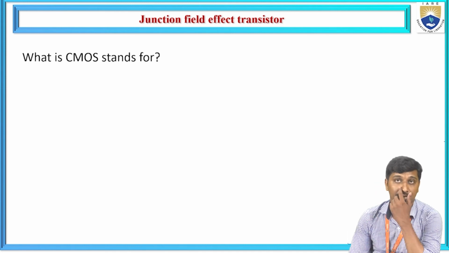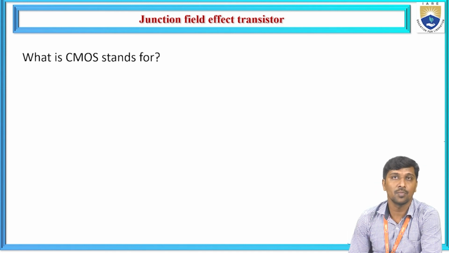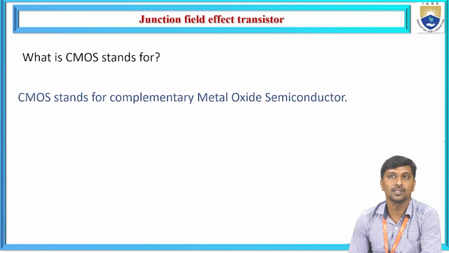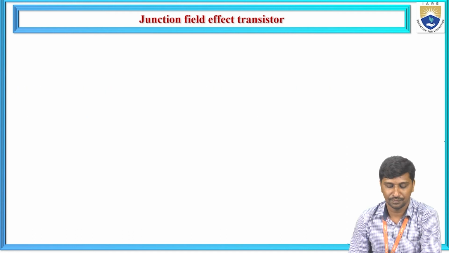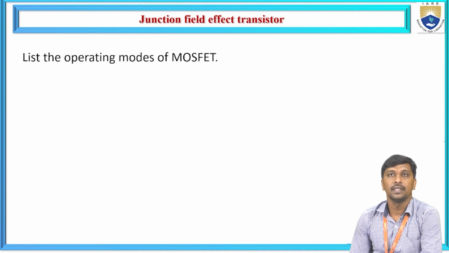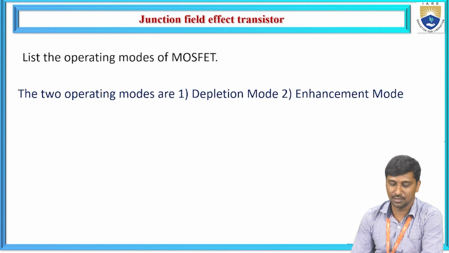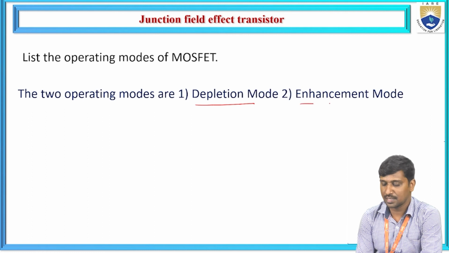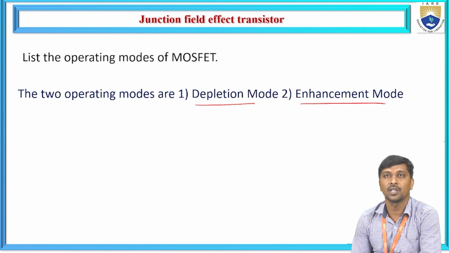What does CMOS stand for? Here CMOS stands for complementary metal oxide semiconductor. Then list the operating modes of the MOSFET. We have two modes here: one is depletion mode, and the other is enhancement mode of operation.